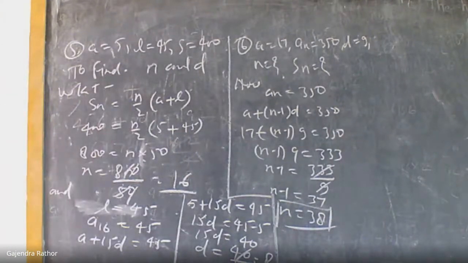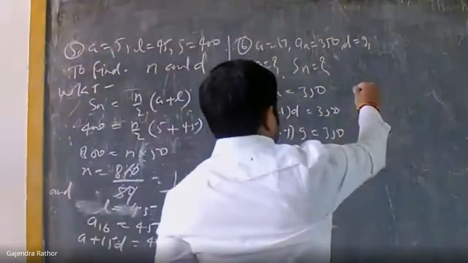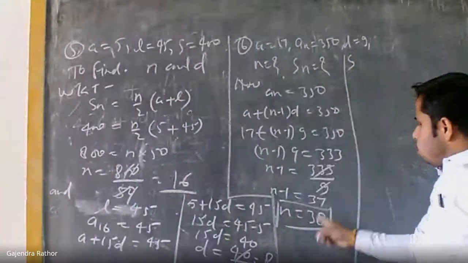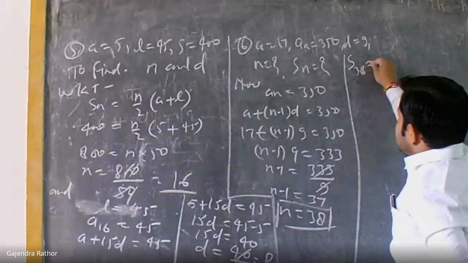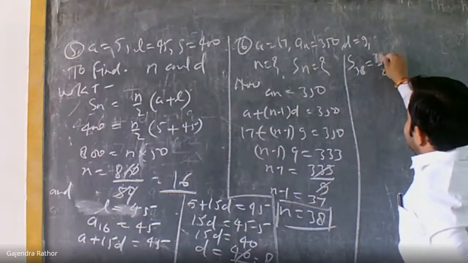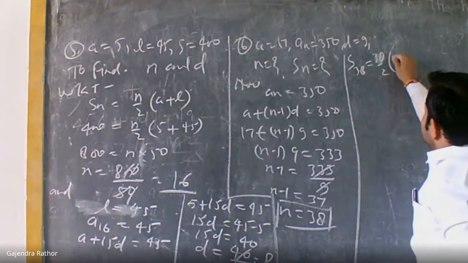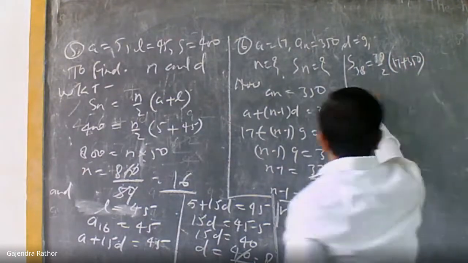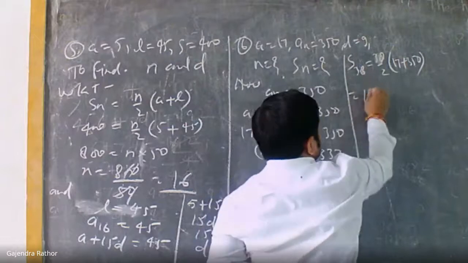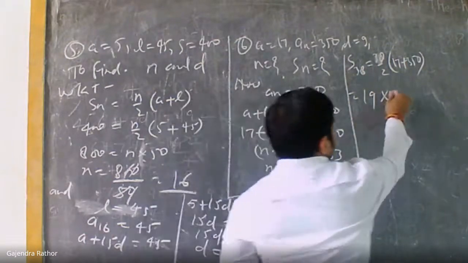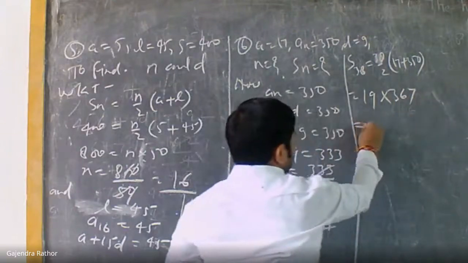Correct answer, Pratham. The next value we still have to calculate, Sn. Here n is equal to 38. So S38 is equal to n by 2, that is 38 by 2, times (a plus l), 17 plus 350. So 38 by 2, this is 19, multiplied by 17 plus 350, 367.